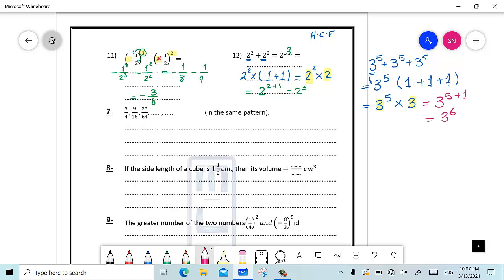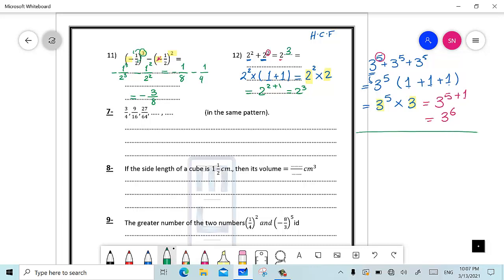Which is equal to 3 to the power of 6. So in those types of questions, all I do is this: it is going to be equal to 2 to the power of the 2 here plus 1. And this is going to be equal here as well to 3 to the power of 5 plus 1.